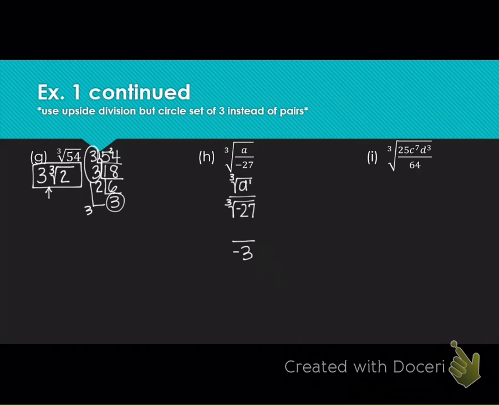Because this is just A to the first, and we know 3 does not go into 1 evenly. So I'm keeping the cubed root of A as my numerator. Is that okay? Can there be a radical in the numerator? Yes. So this is my final answer.